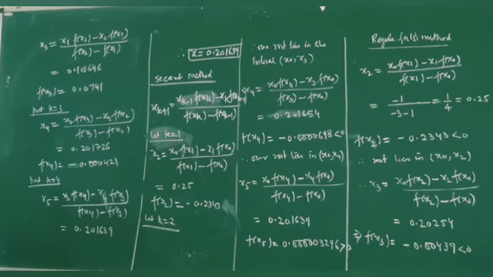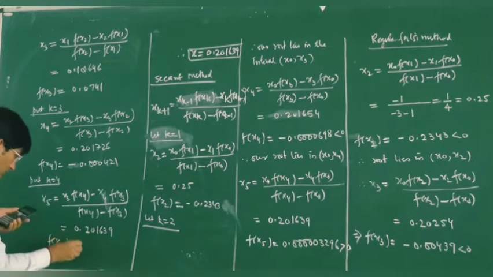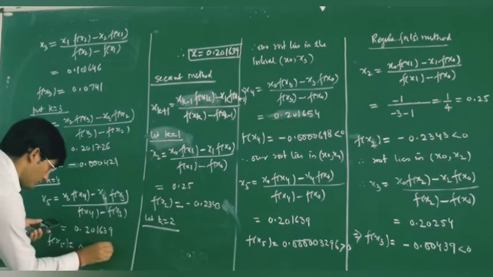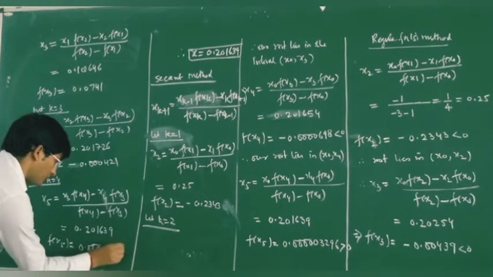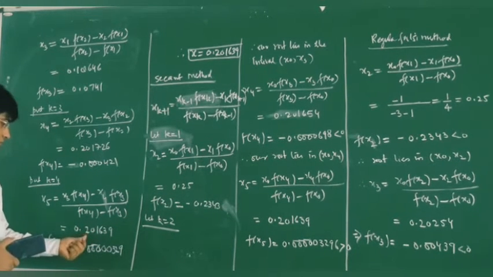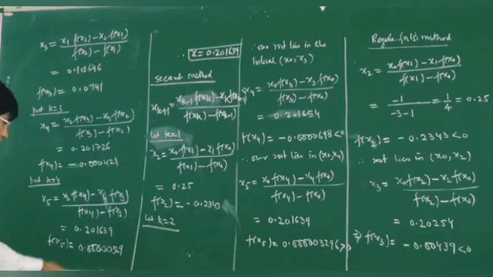0.201639, and the value of the function at this x5 is equal to 0.000, then we have two more 0 and 329. Now you can see that as the value of the function at this x5 is near to 0, so our root in this case will be 0.201639. So with the help of the second method, we have this root.